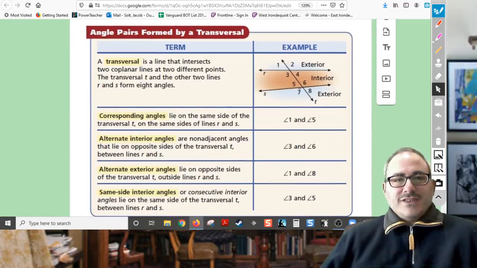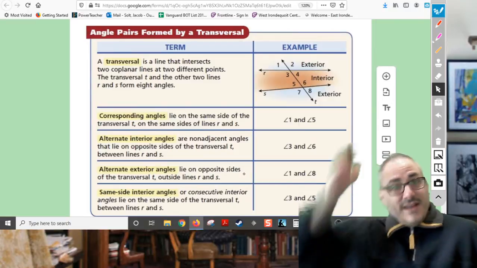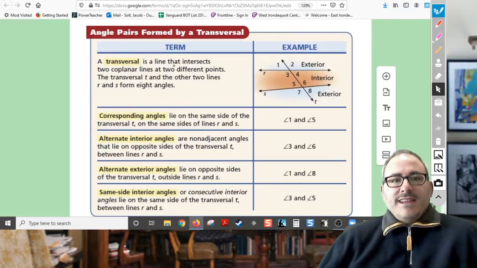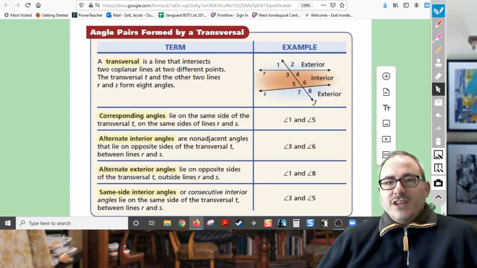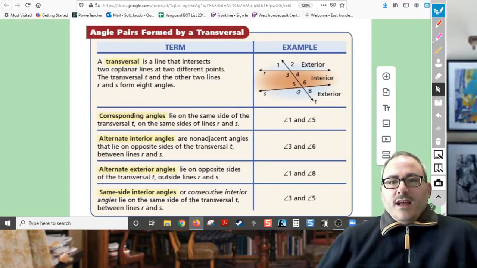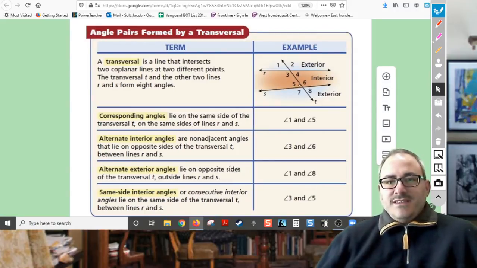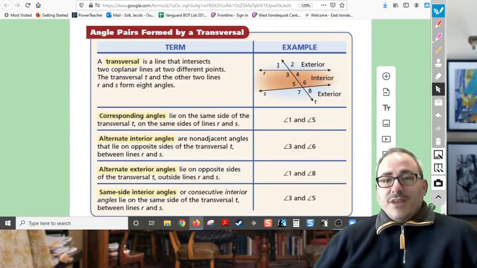Let's talk about the transversals. So again, a transversal, just to review, is a line that intersects two coplanar lines at two different points. So this here would be a transversal, but these are not looking like parallel lines to me right now. However, 1 and 5 are going to be corresponding angles, even if these two things aren't parallel. But if R and S are not parallel, then I don't know that 1 and 5 are going to be the same measure.